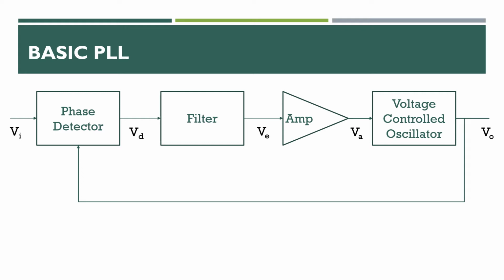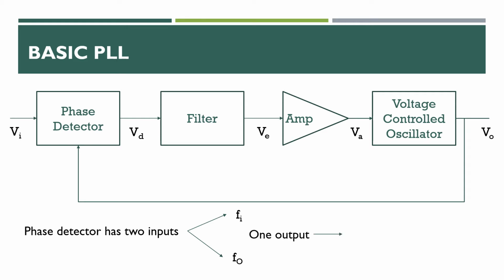Seeing the first block, the phase detector has two inputs: the input voltage, which has a frequency Fi, and the output voltage, which is also fed to the phase detector. It is normally a comparator. The output voltage V0, having a frequency F0, is obtained. So the two inputs to the phase detector are Fi and F0. These two frequencies are compared, and the phase detector gives one output voltage, which is a DC voltage.